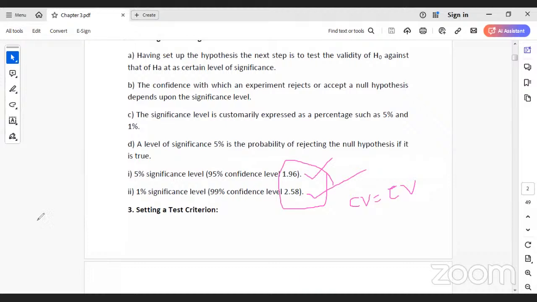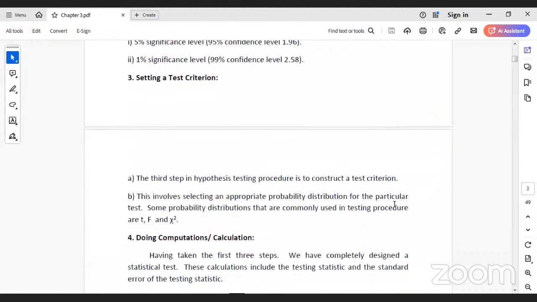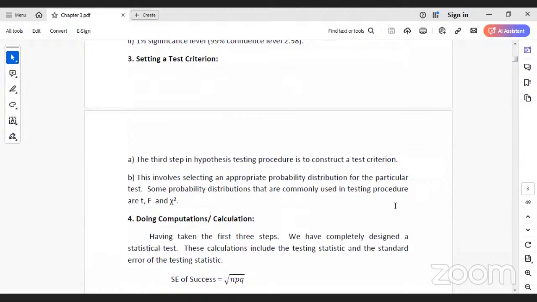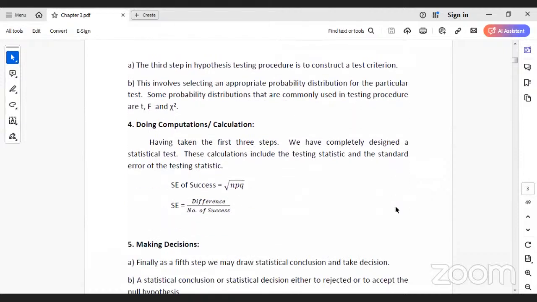After the second step is completed, go for the test criterion. In the test criterion, we need to write the formula, the method, everything here only. The next one is doing calculation or computation. So we are going to do the calculation or computation here.